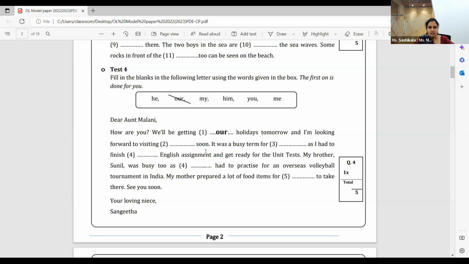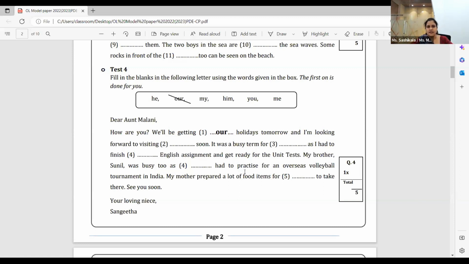It was a busy term for me as I had to finish my English assignment and get ready for the unit tests. My brother Sunil was busy too as, it should be "he", as he had to practice for an overseas volleyball tournament in India. Right. Now, what's the remaining word in the box? It should be "him". My mother prepared a lot of food items for him to take there. See you soon. Your loving niece, Sangeeta.